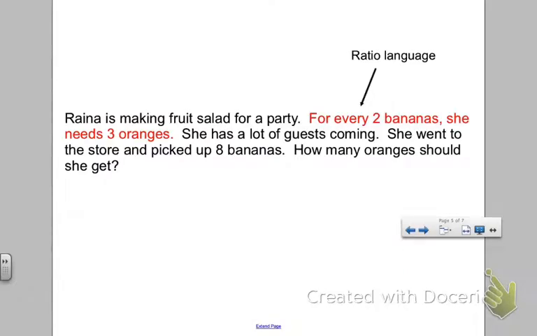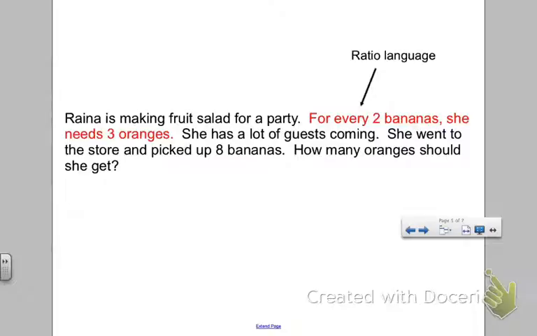Okay, let's take a look at another example. Think about this problem. Raina is making fruit salad for a party. For every 2 bananas, she needs 3 oranges. She has a lot of guests coming. She went to the store and picked up 8 bananas. How many oranges should she get?